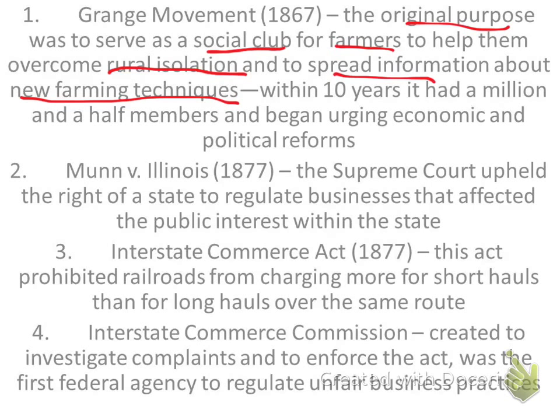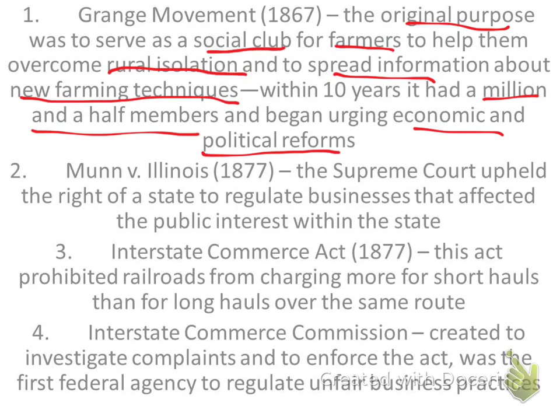Within 10 years, and we're looking in the late 1870s, early 1880s, there were over 1.5 million members of the Grange, and they are now beginning to urge some economic and political reforms at the state and national level. They are now looking to elect individuals who would pass legislation that would benefit the farmer.